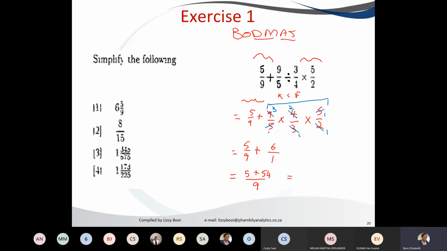And the answer here will be 54 plus 5 gives us 59. Divide by 9. 9 goes how many times into 59? 59 divided by 9 is 6 times. The remainder, because I don't know what the remainder will be, so I say 6 multiplied by 9. It gives me 54 minus 59, which will give me minus 5, but it's fine.